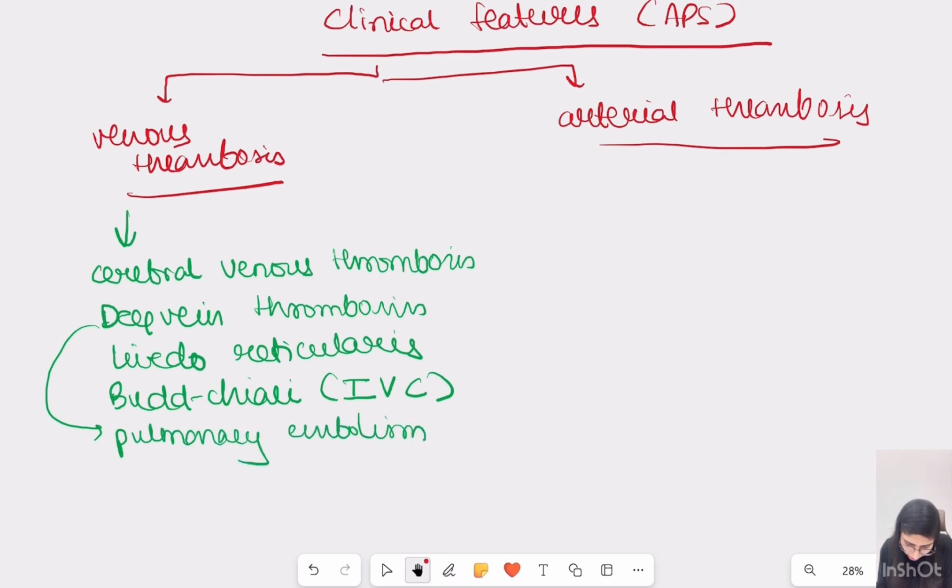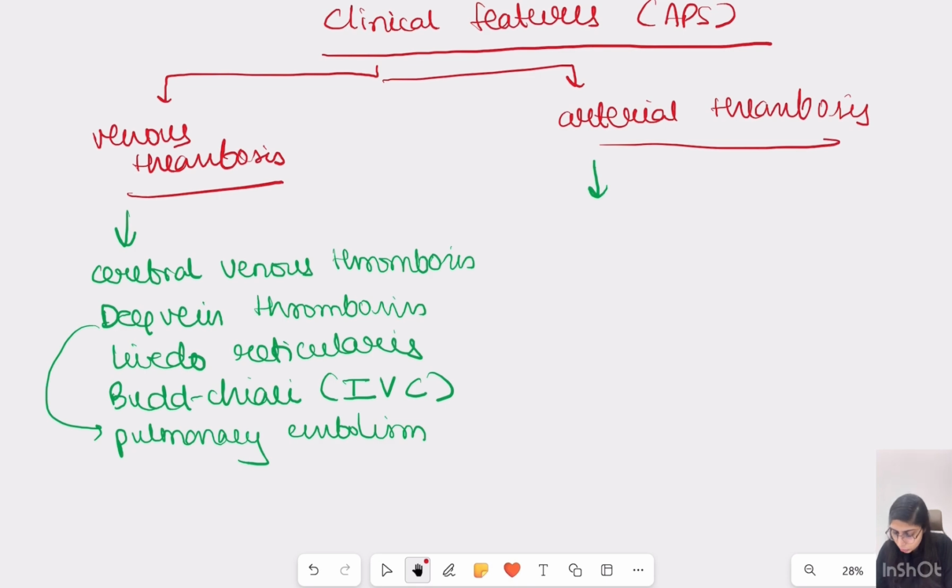So these are the features that a patient of APLA syndrome can have when there is a venous thrombosis or coagulation process. Now we need to remember from here that if there is a patient of CVT or DVT or pulmonary embolism or Budd-Chiari, we need to test for antiphospholipid syndrome. We need to test for these antibodies specifically. This is your takeaway point from here.